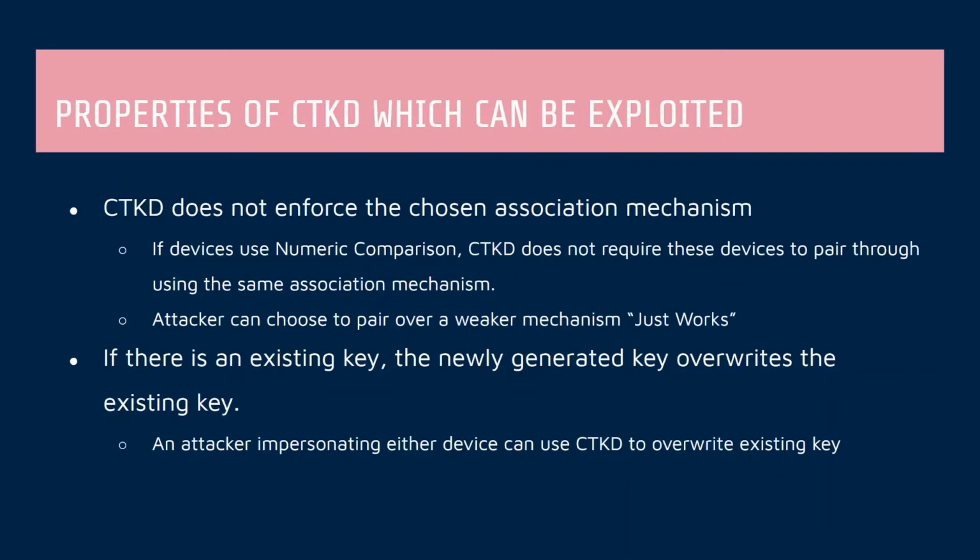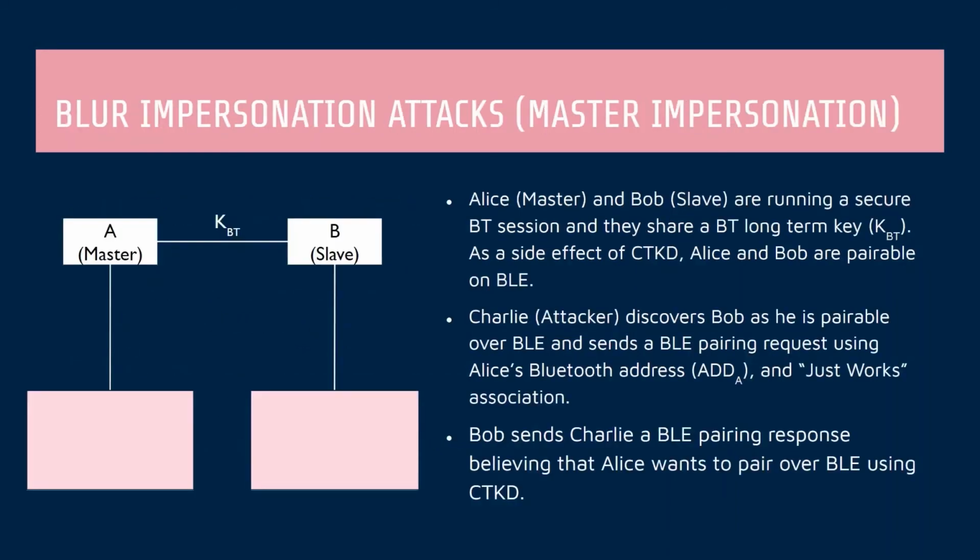CTKD can be exploited due to these two properties. CTKD does not enforce the chosen association mechanism, so this means that if the devices use numeric comparison, CTKD does not require them to pair through the same association mechanism. An attacker can choose to pair over a weaker mechanism called Just Works association. The second property is if there is an existing key, a newly generated key will override the existing key. This means an attacker impersonating either device can use CTKD to override the existing key. Now let's look at how key overrides occur in impersonation of master and slave scenarios respectively.